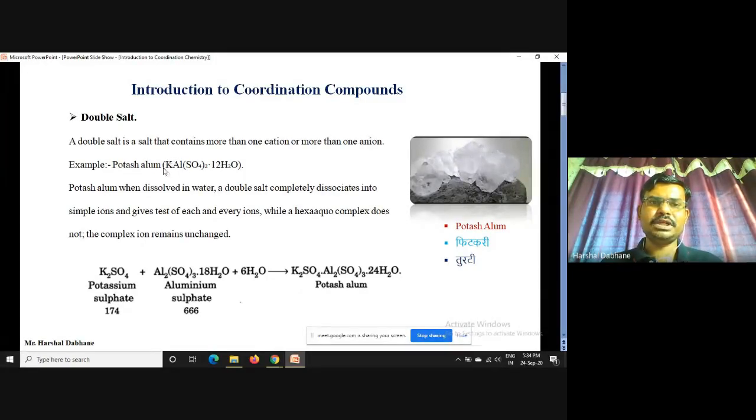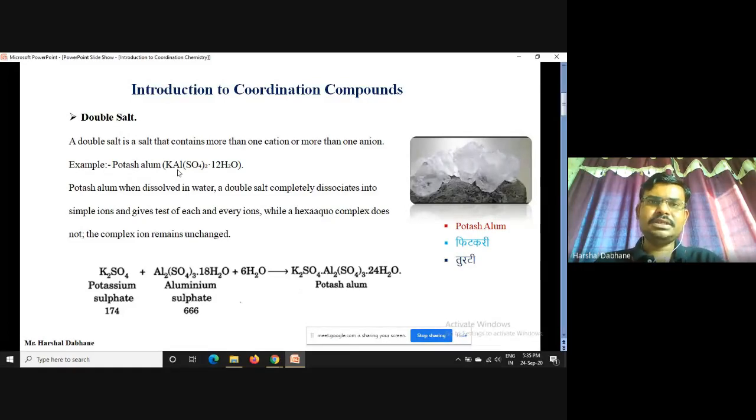This is potassium, which is positive, and this one is Al, the aluminum, which is present in the 3+ state. Potassium is present in the 1+ state. And this is SO4, and there are water molecules as well. So when we observe the chemical formula of potash alum, we see there is a presence of two metals. The first is potassium, the second is aluminum. So what is a double salt? A double salt is a compound which contains more than one cation or anion.